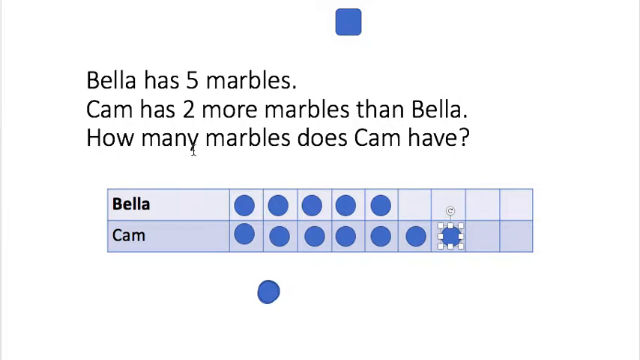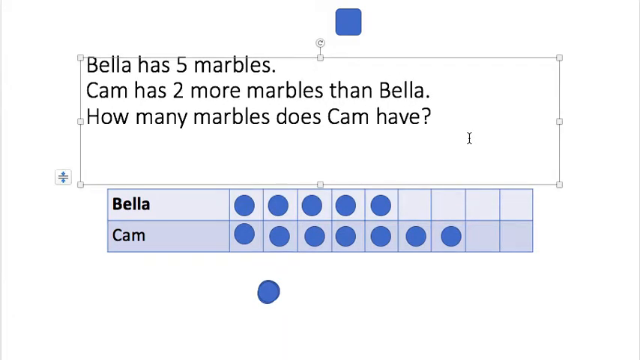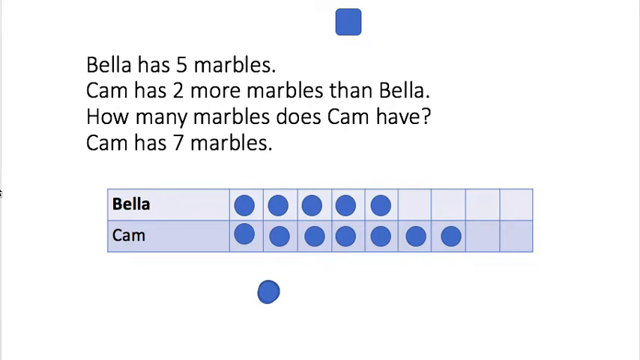Now it asks, how many marbles does Cam have? So now that I have my chart here, and I'm showing that Cam has 2 more than Bella, I can count how many Cam has. 1, 2, 3, 4, 5, 6, 7. So then I can write my answer. Cam has 7 marbles. And that's my answer. Let's try another one.